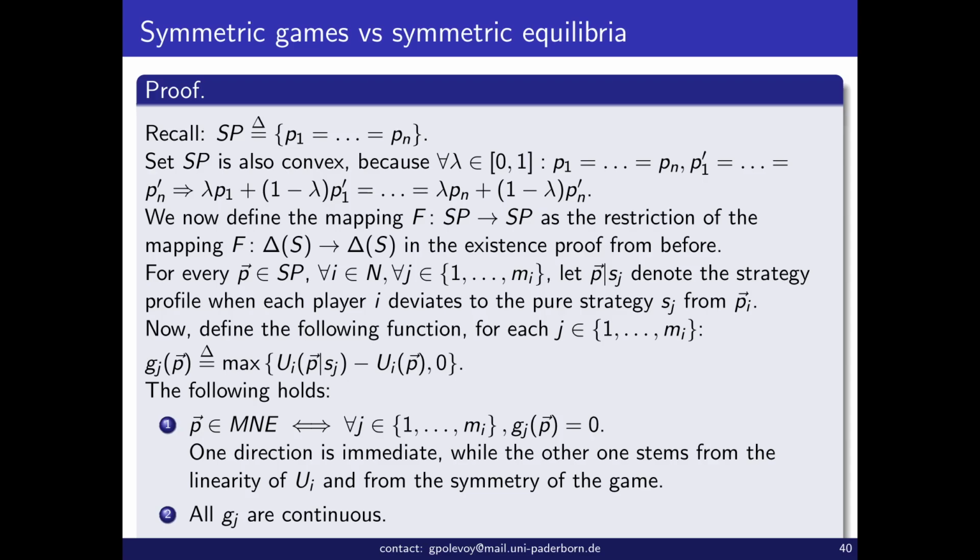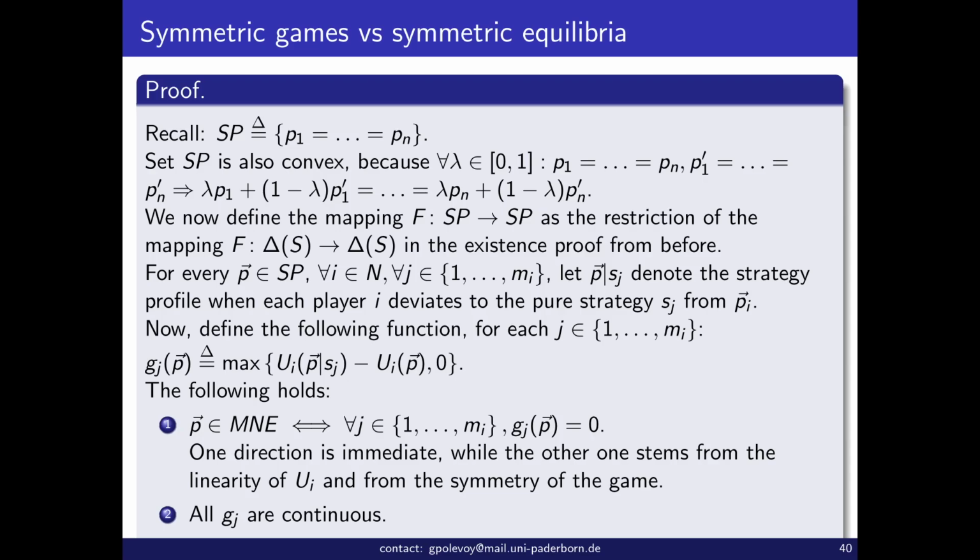Then we've proven that it's non-empty closed, and it's also convex, because for any lambda between 0 and 1, the convex combination of any two symmetric profiles is also symmetric. Because if P1 is equal to P2 is equal to tilde Pn, and P prime 1 is equal to P2 equal to tilde P prime n, then the convex combination of the P's and P primes also will give equal values.